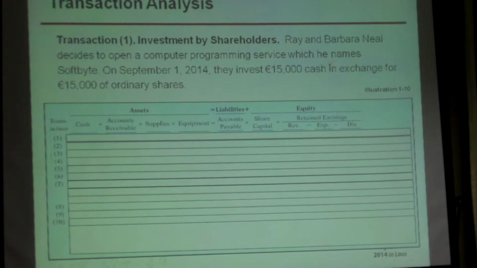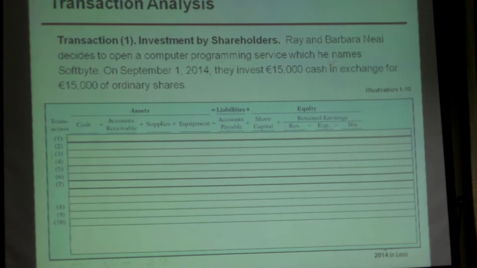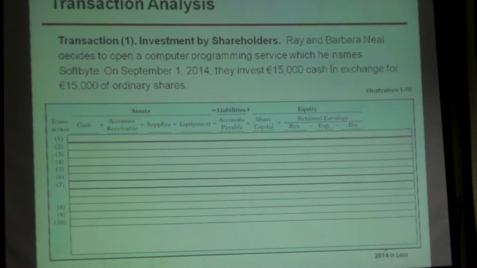Ray and Barbara decided to open their company, namely Softline, on September 1, and they invest 50,000. Okay, so that is a transaction, right? Then what's supposed to be a debit and what's supposed to be a credit here?